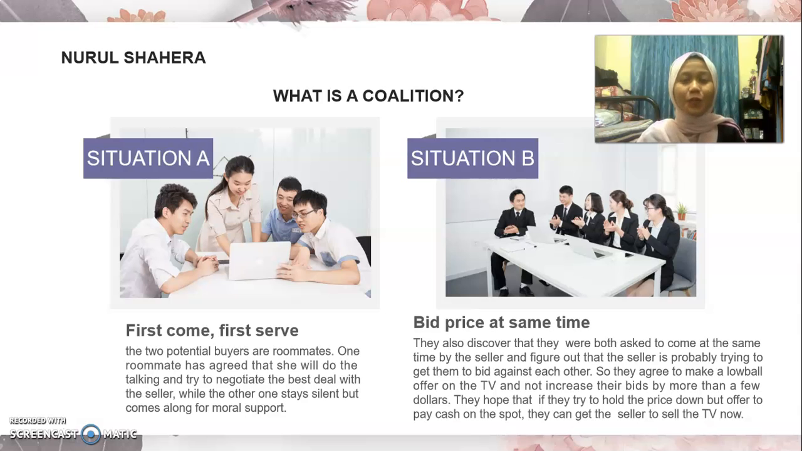Okay, so this is how the collation happens. So normally, remember, it happens in terms of first come first serve, or bid price at the same time, or maybe, as I said, he just gave it. It's not like he gave up, but he's just okay with it and doesn't mind if he doesn't have it. So this is in terms of buying a handphone.